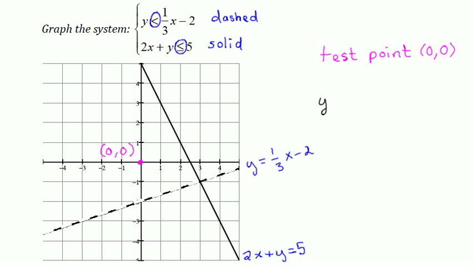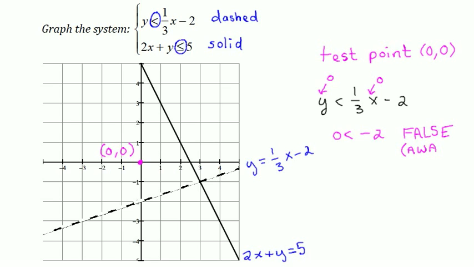Starting with y is less than 1/3 x minus 2, I'm going to plug in 0 for x and 0 for y, and I get 0 is less than 0 minus 2. So 0 is less than -2. This is a false statement. 0 is greater than -2, and therefore from the line y equals 1/3 x minus 2, I want to shade away from my test point.